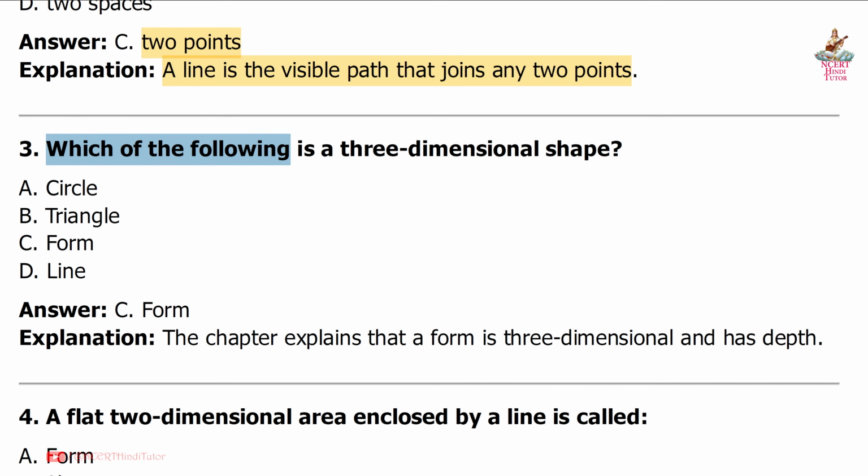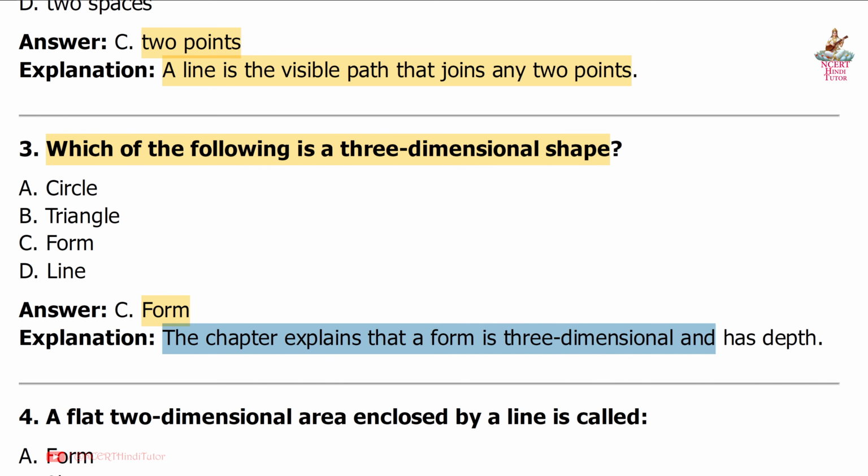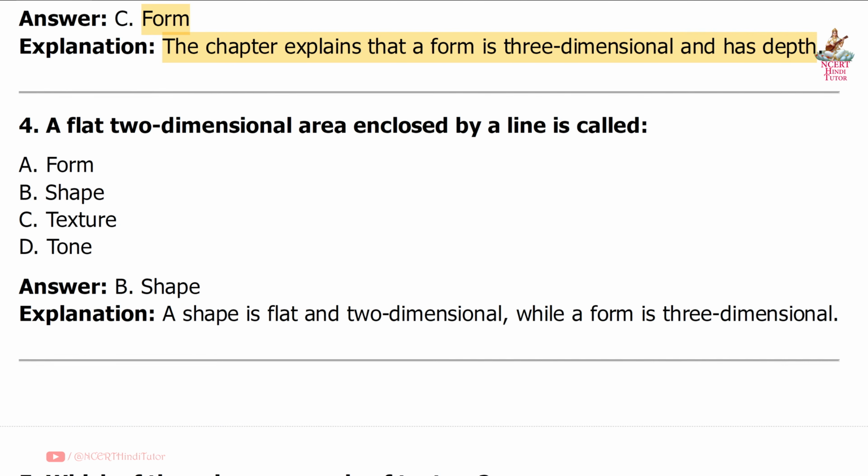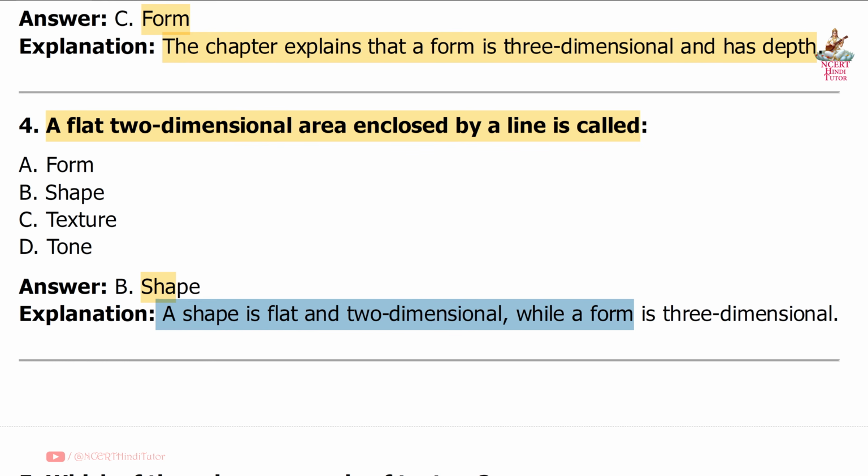3. Which of the following is a three-dimensional shape? Answer C. Form. Explanation. The chapter explains that a form is three-dimensional and has depth. 4. A flat two-dimensional area enclosed by a line is called. Answer B. Shape. Explanation. A shape is flat and two-dimensional while a form is three-dimensional.